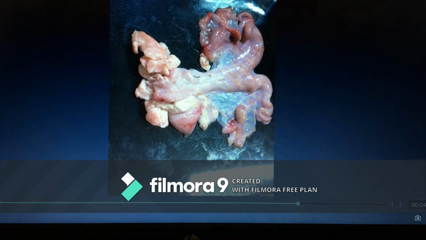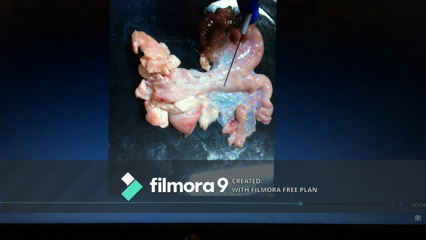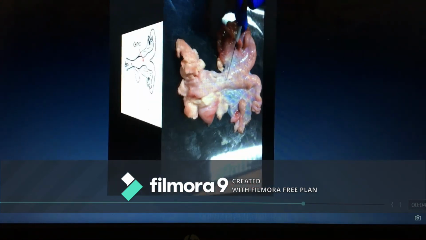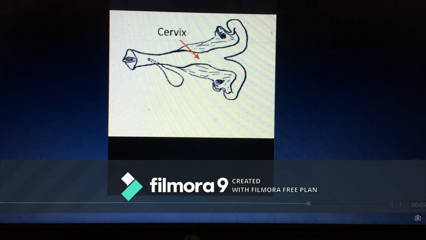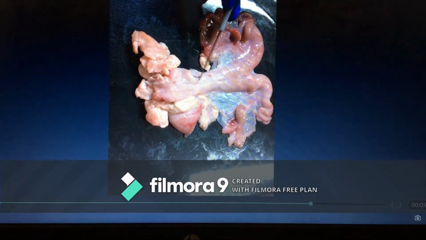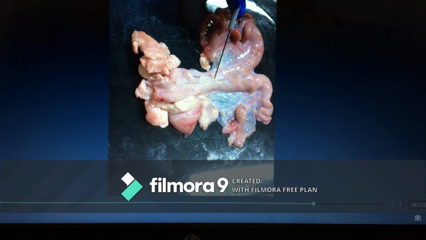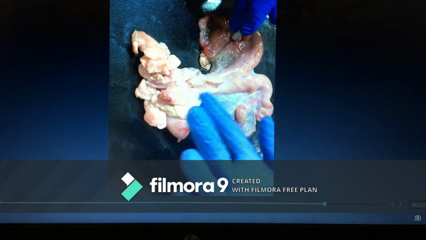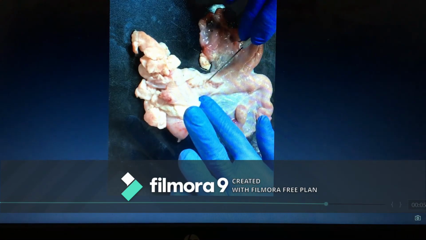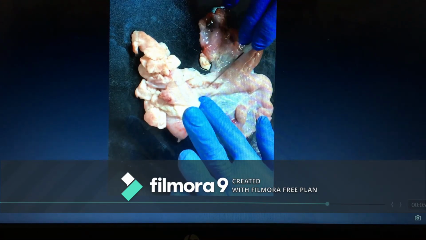Posterior to the uterus is its neck called the cervix. The mucus in the cervix facilitates the transport of viable sperm cells to the uterus. So if we open the cervix, we can see cervical folds.